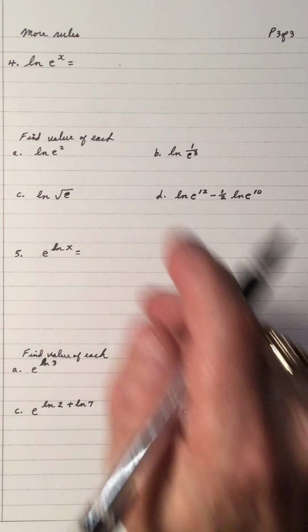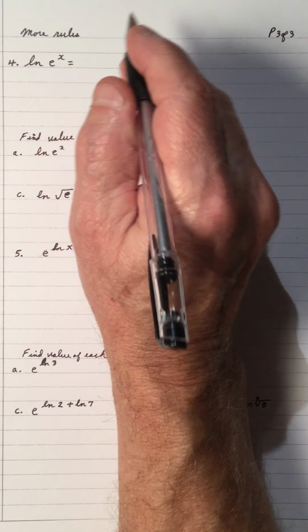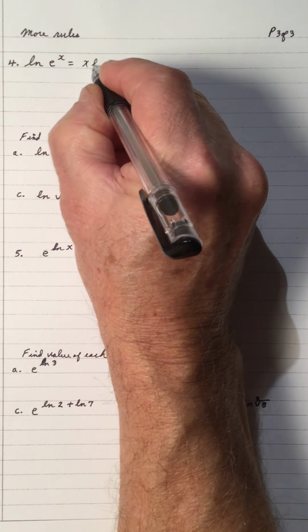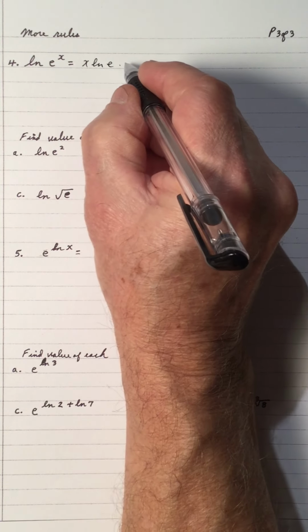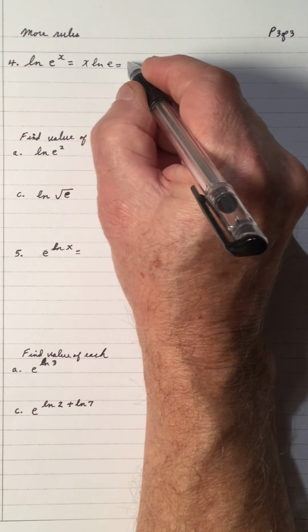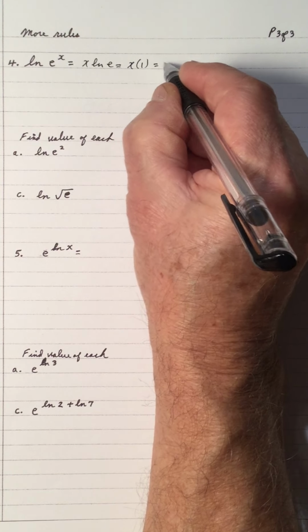Another rule that we entertain is the ln of e to the x. The ln of e to the x, according to the power rule, is x ln e. But ln e is 1, so it's x times 1. So that's x.